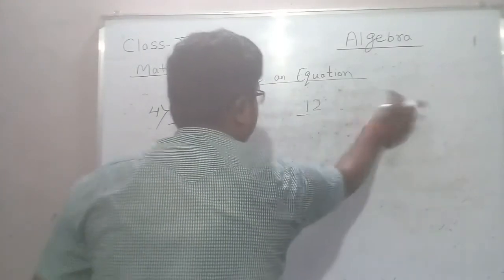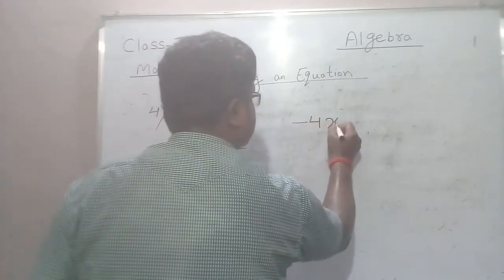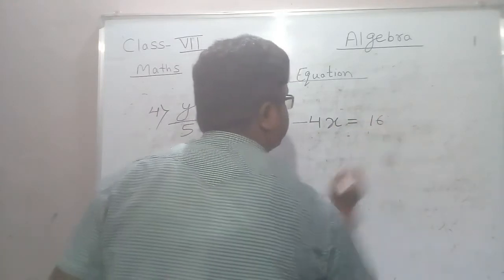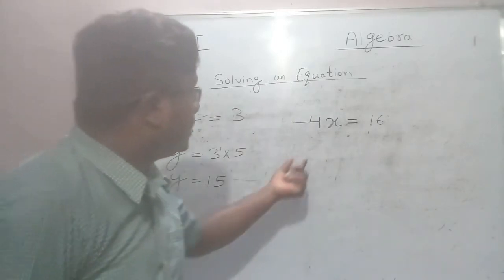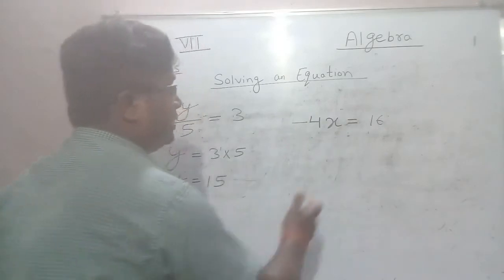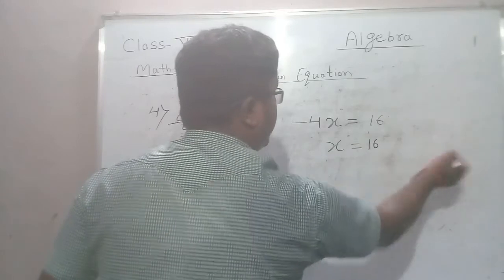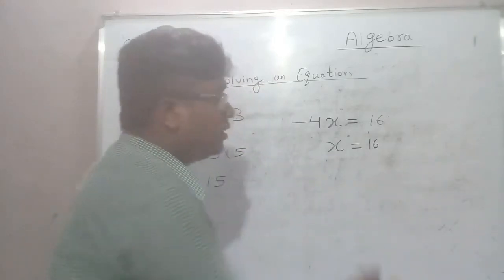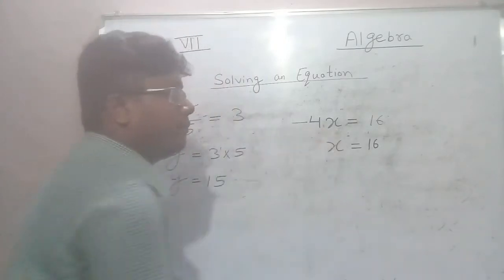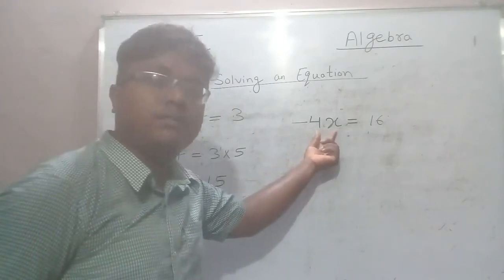Sometimes students become more confused, like in the question shown here: minus 4x is equal to, suppose, 16. Now what do they think? This is your minus 4. If you transfer it to the right hand side, x is equal to 16, and they just do plus 4. That will not happen, because here it is multiplication. This is a single term. Minus 4 into x is your monomial.